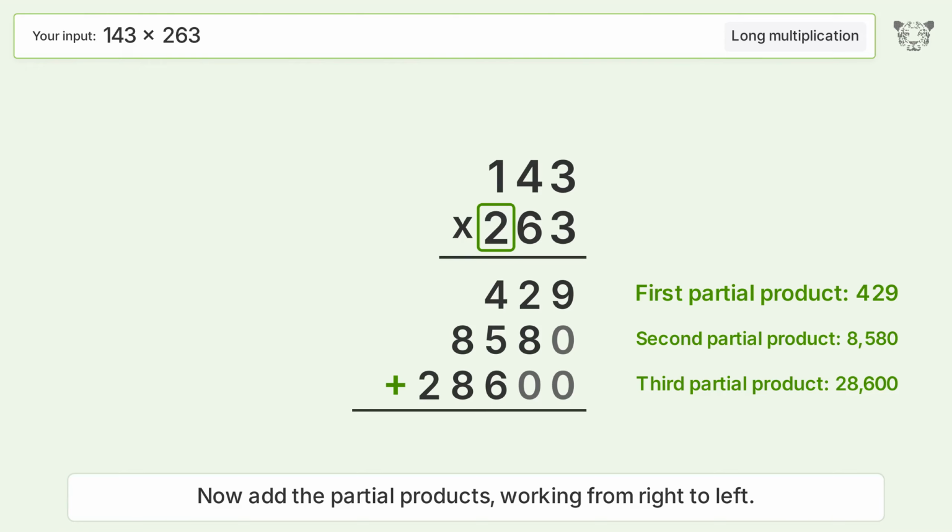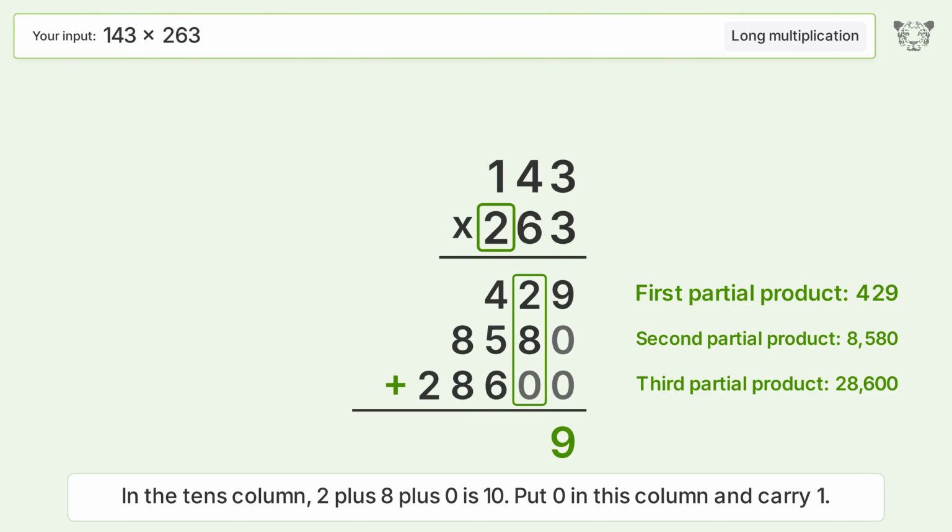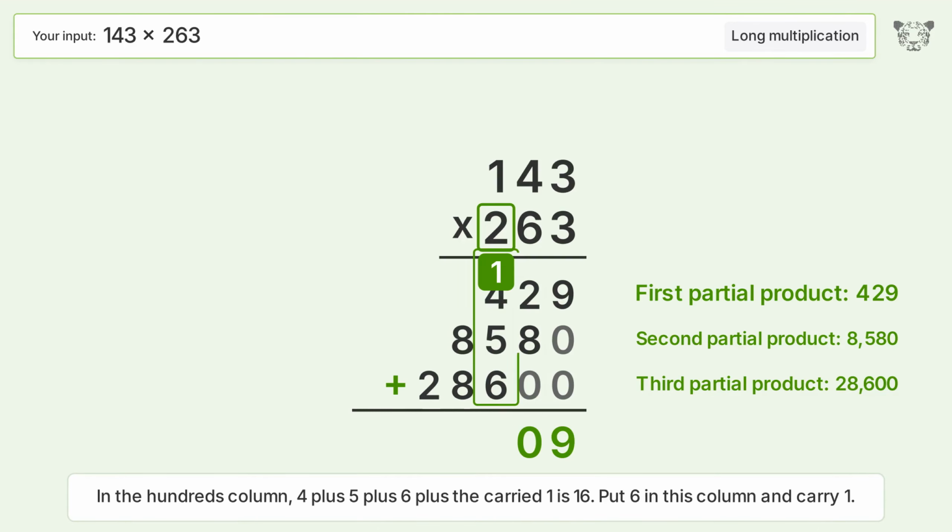Now add the partial products, working from right to left. In the ones column, 9 plus 0 is 9. In the tens column, 2 plus 8 plus 0 is 10. Put 0 in this column and carry 1. In the hundreds column, 4 plus 5 plus 6 plus the carried 1 is 16. Put 6 in this column and carry 1.